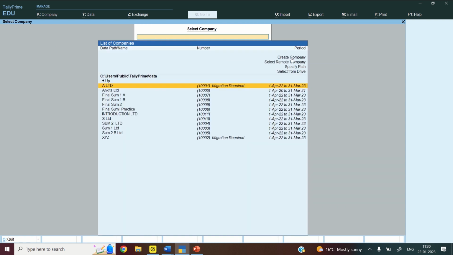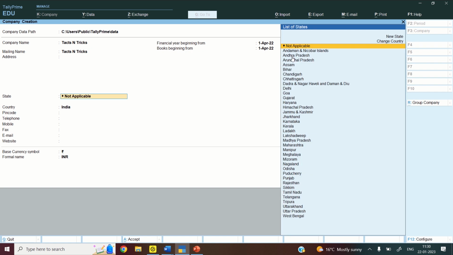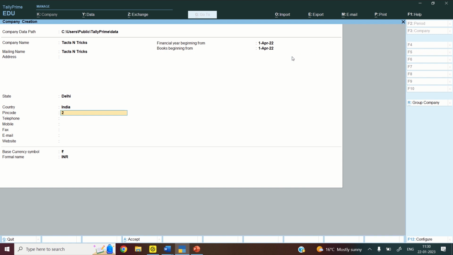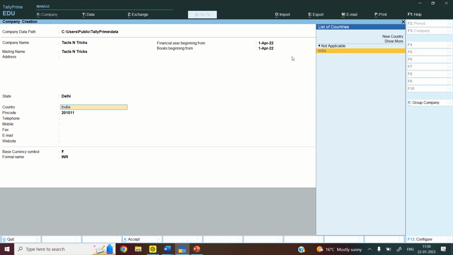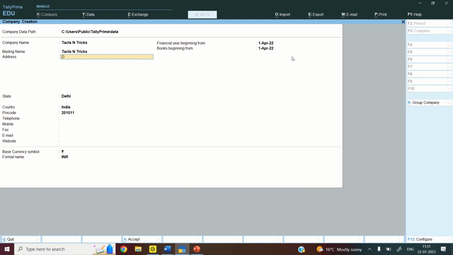Now I will create a new company. As in the question, the name of the company is given. I hope you have all taken the screenshot and now you have the sum. The company name is Text and Tricks. Mailing name will remain the same. For state we can take any state, say Delhi. Country is India. For pin code we can take any pin code. The address is also given to us, so you can write the address if you want. I will go on backspace and write the address here.